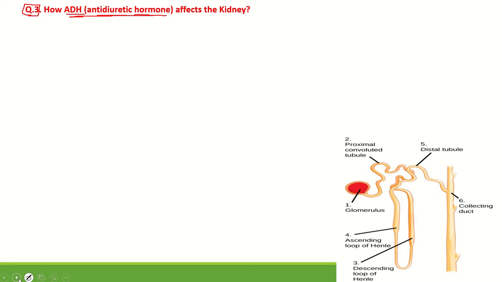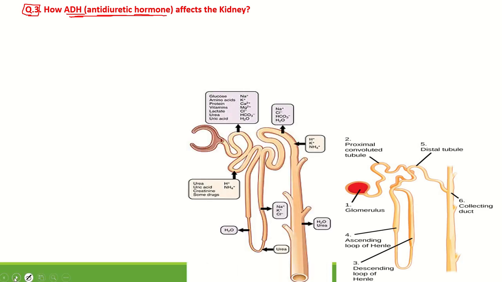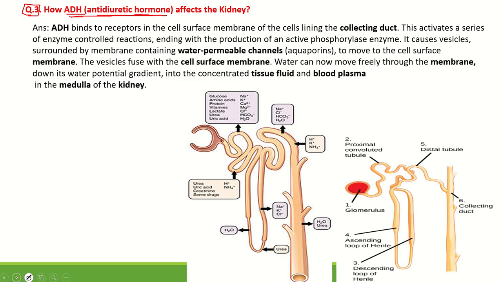So as the fluid passes through the collecting duct, the cells of the collecting duct are target cells for ADH, that is the hormone. ADH is a peptide hormone made of 9 amino acids. How many amino acids? 9 amino acids. Molecules of ADH enter the blood in capillaries and are carried all over the body. The effect of ADH is to reduce the loss of water in the urine by making the kidney reabsorb as much water as possible. So how does it work? Here is the answer, guys.